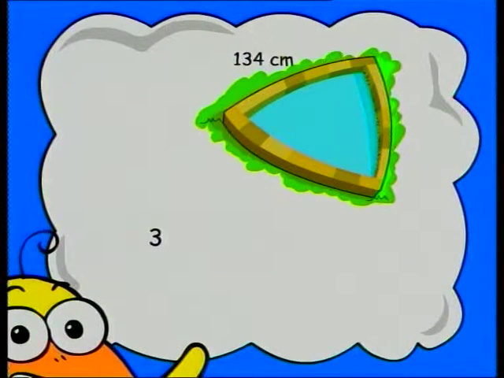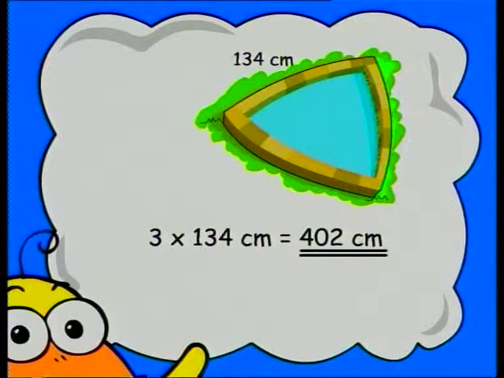3 multiplied by 134 centimeters is equal to 402 centimeters. So, the perimeter of the fish pond is 402 centimeters.